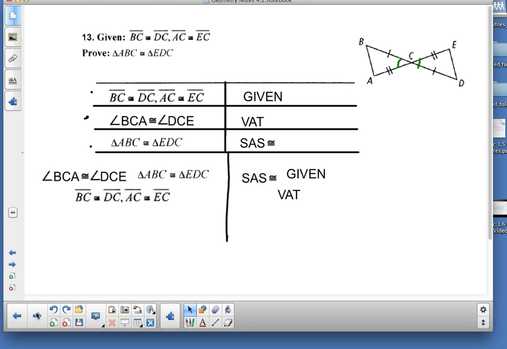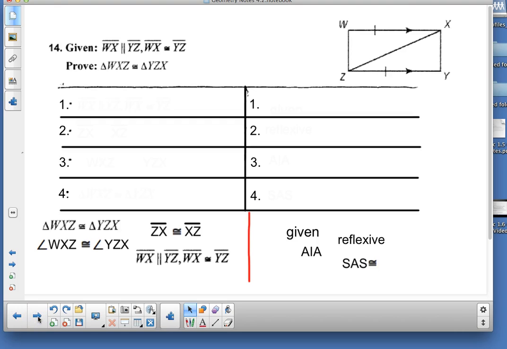Now, check out this next one. Whenever I give you parallel lines, you should think 95% of the time alternate interior angles. That's the only thing I'm going to tell you. Go. Same rules apply as the other one.